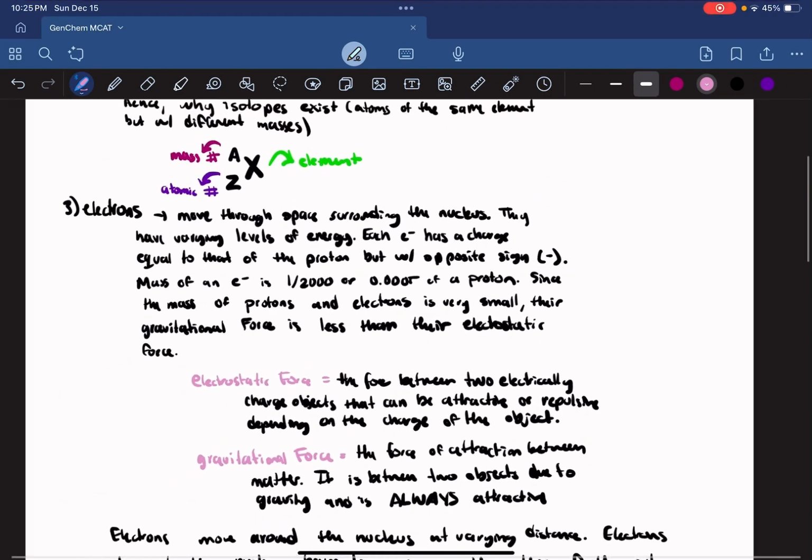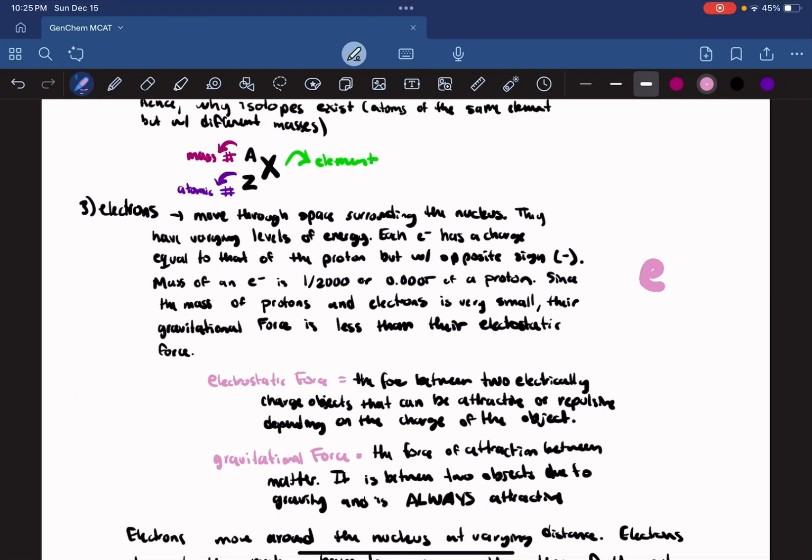Usually they'll denote electrons as so, because they have a negative charge. Protons will be denoted as, because they have a positive charge. If you put a proton and an electron, they attract each other, right? So due to this mass being so small, we don't use gravitational force to understand the relationship. Instead, we use electrostatic force.